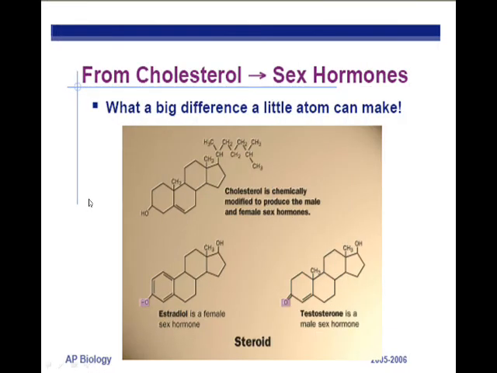So cholesterol is our building block for making those sex hormones. And changing those functional groups can make a big difference between, look at the difference between female hormone and the male hormone. One little functional group, adding a hydrogen here instead of a double bonded oxygen, makes a big difference in how that hormone acts in your body.